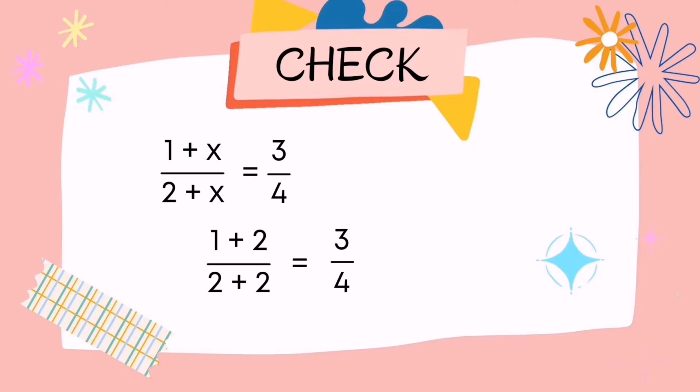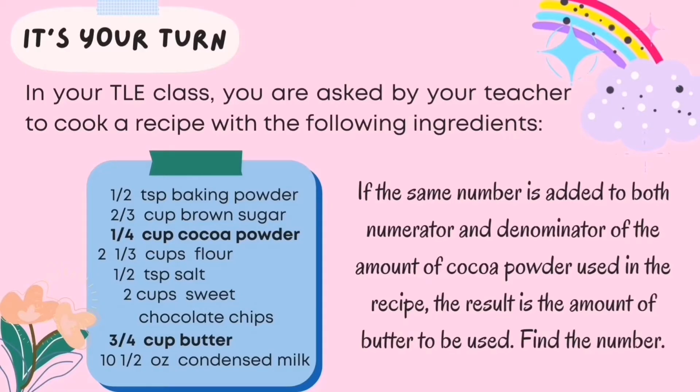Now, to check whether our answer is correct, as you can see in the slide, if we add 2 to both numerator and denominator of the fraction 1/2, it will be equal to 3 over 4. Okay, did you understand, class? Very good. This time, you are now ready to answer your activity in this video.